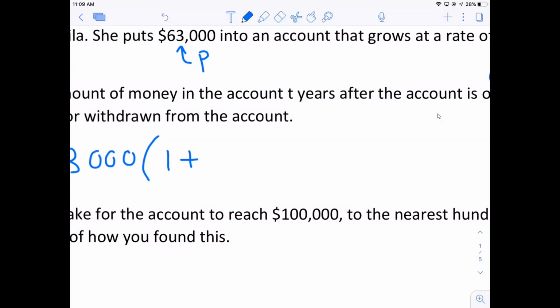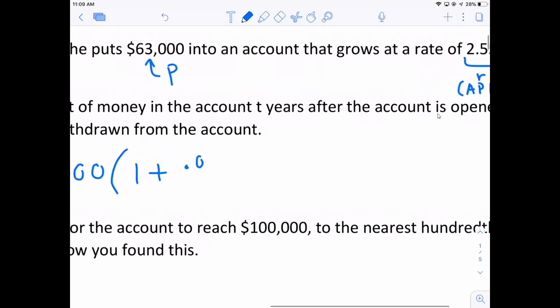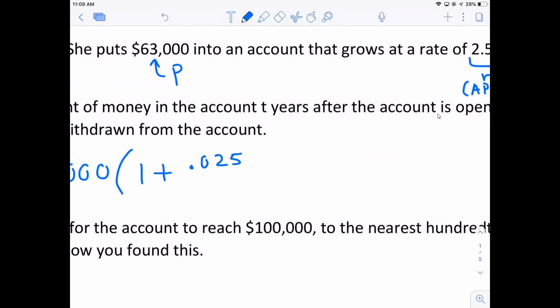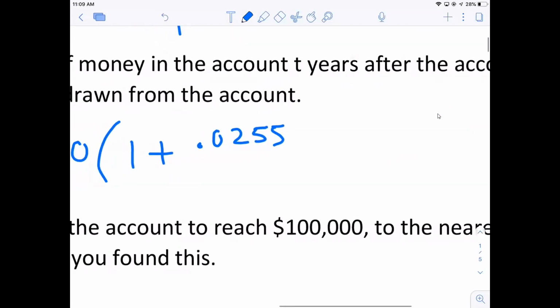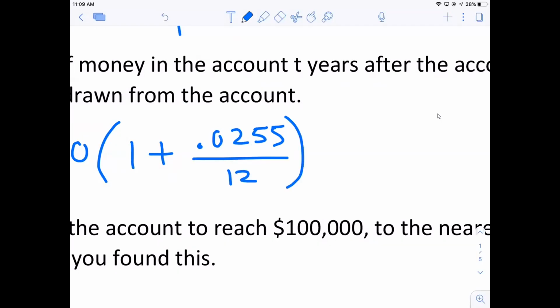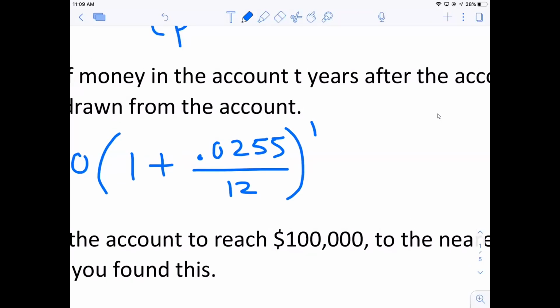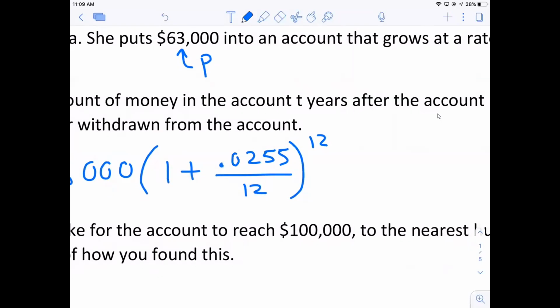So a function to represent this would be the amount she put in, 63,000, times 1 plus. So we got to change that R into a decimal, move the decimal point 2 to the left, divide by 100, 0.0255. So what a bank does when they're compounding monthly is they're going to take this yearly interest rate and divide it by 12. So they're going to apply 1/12 of the interest rate 12 times, once a month, right? So over the course of the year, they're going to apply that interest rate 12 times.